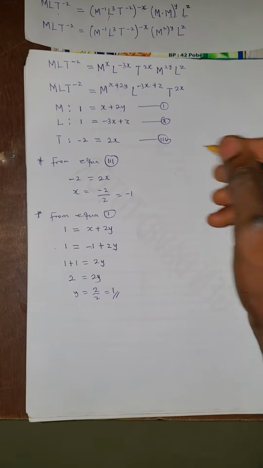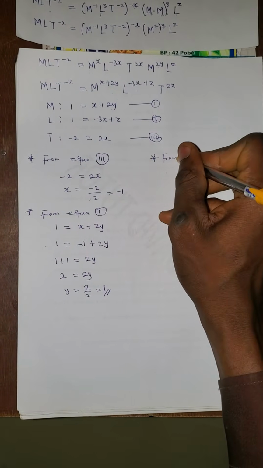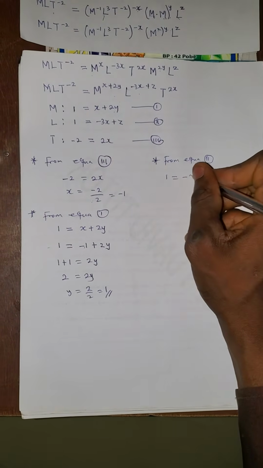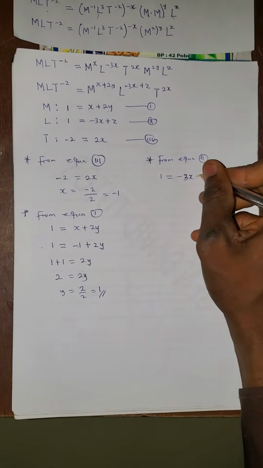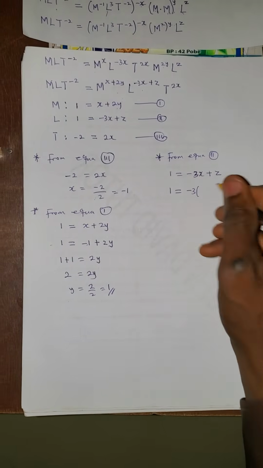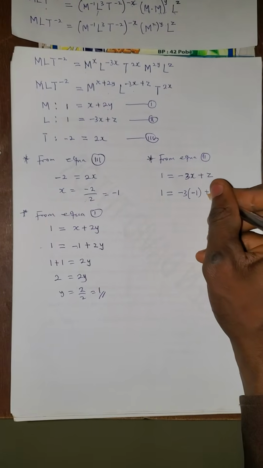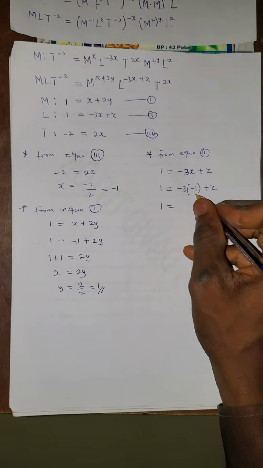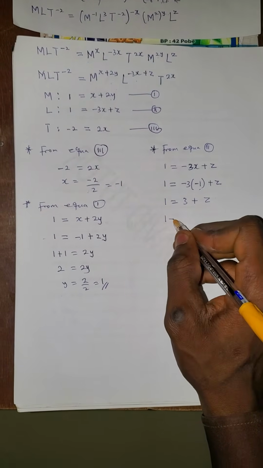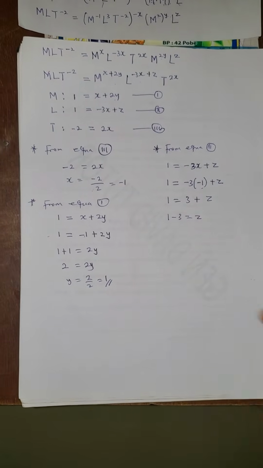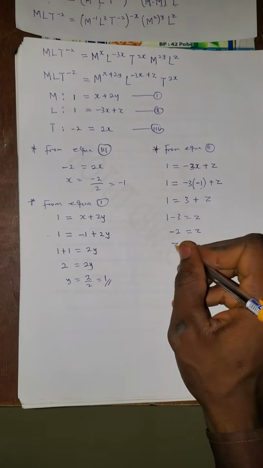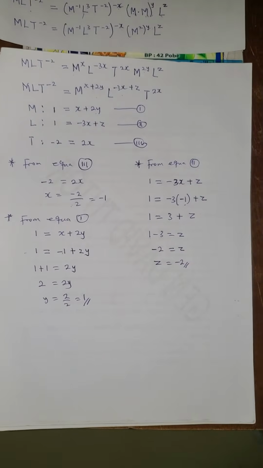So we can get the remaining one from equation 2. From equation 2, 1 equals minus 3x plus z. Then we have 1 equals minus 3 into bracket, what's our x? Our x is minus 1, plus z. So 1 will now be minus 3 times minus 1, that's 3, plus z. If we take this 3 here, that's 1 minus 3 equals z. Then 1 minus 3 will be minus 2 equals z. So that means z is equal to minus 2.